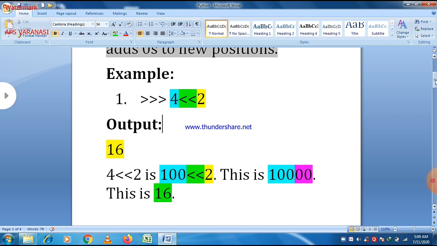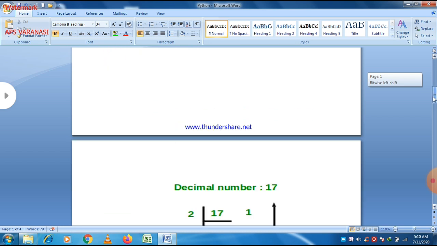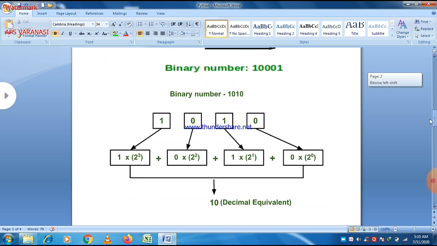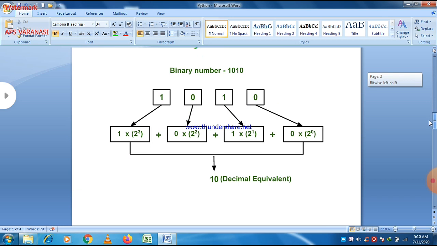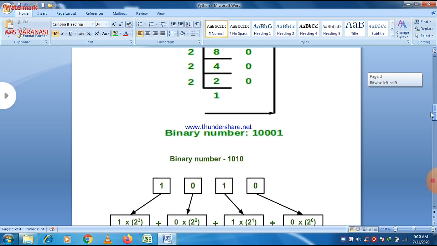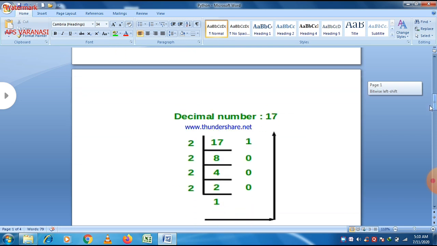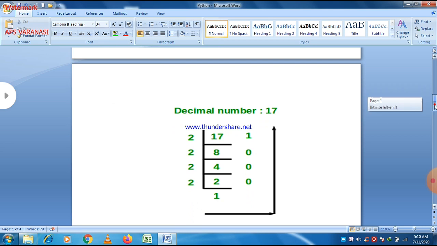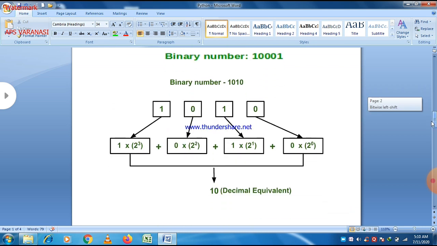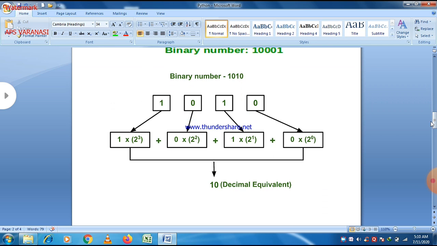Now let us check how to convert a binary number into its decimal equivalent. Just write the binary number, whatever it is, after giving some space between each and every bit. Then follow the procedure. First of all, write the bits one by one, and then multiply the first bit, which is at the unit place.